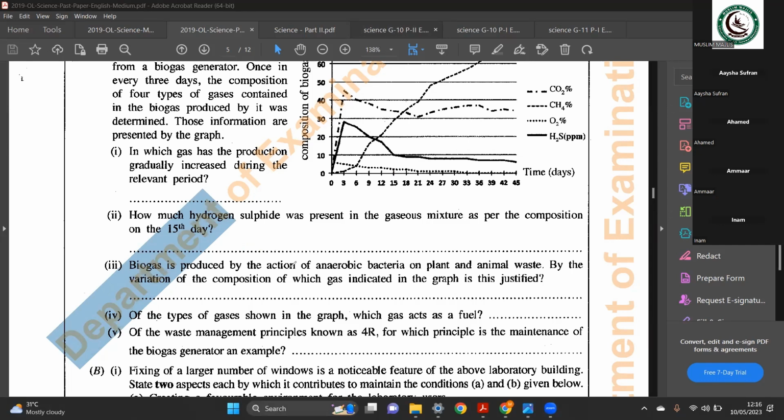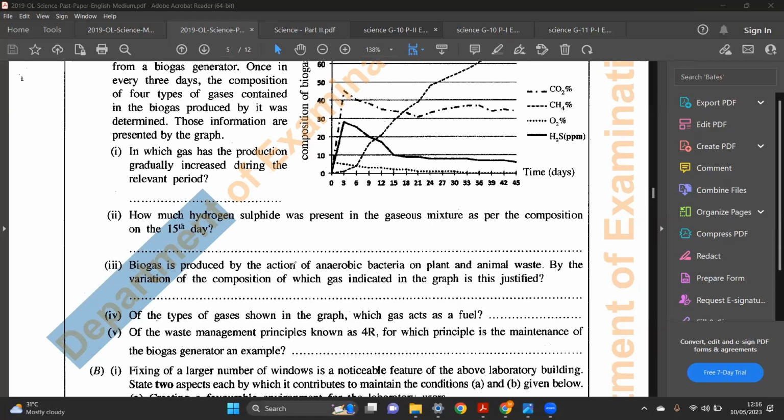Of the types of gases shown, which acts as a fuel? That is definitely your methane. It's a flammable gas. And of the waste management principles known as 4R, which principle do we use the biogas for? Remember, the 4Rs are reduce, reuse, recycle, and recover. So out of these 4, we normally go for biogas to reuse.